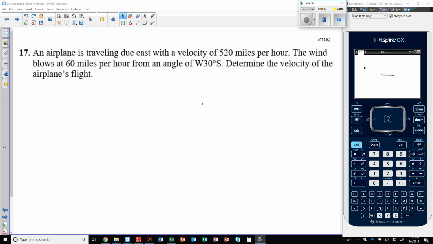Number 17, an airplane is traveling due east with a velocity of 520 miles per hour. The wind blows at 60 miles per hour from an angle of west 30 degrees south. Determine the velocity of the airplane's flight.